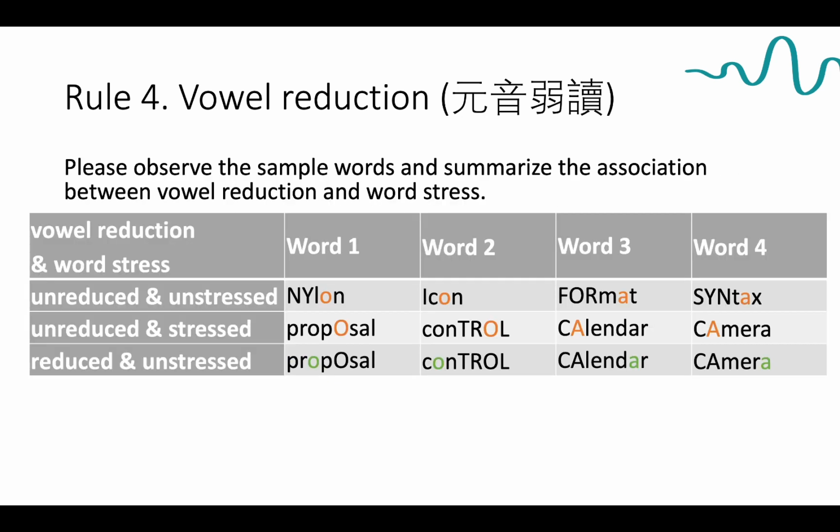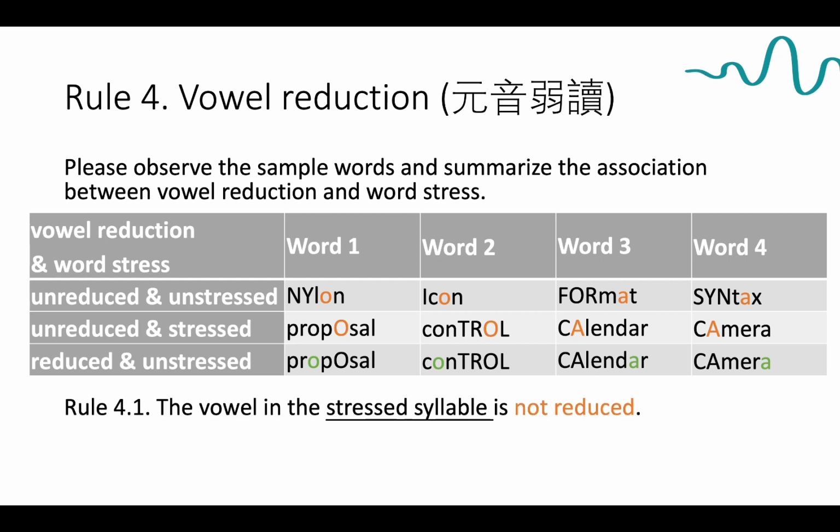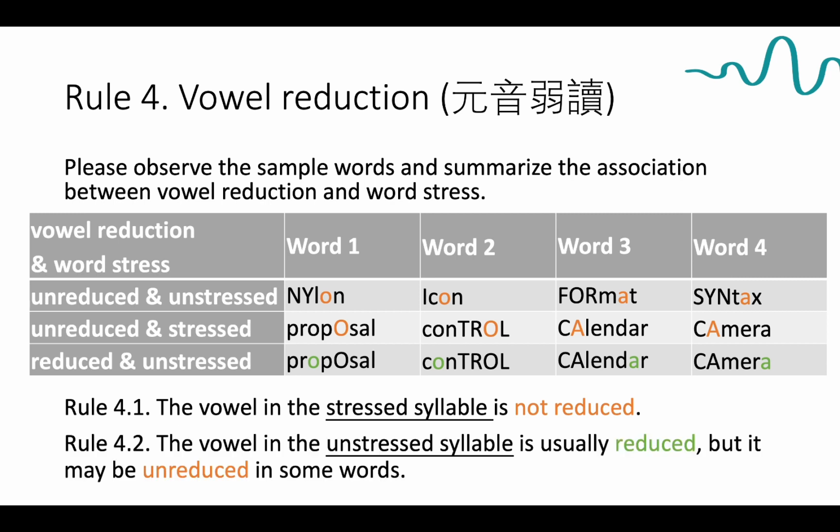Here is a list of words with 3 different types of vowel reduction and word stress patterns. The highlighted vowels in the words of the first type are unreduced and unstressed. For example, the O in the second syllable of nylon is unstressed and not reduced. The second type includes unreduced and stressed vowels, like the O in the second syllable of proposal. The third type includes reduced and unstressed vowels, like the O in the first syllable of proposal. Generally, the vowel in the stressed syllable is not reduced, and the vowel in the unstressed syllable is usually reduced, but it may be unreduced in some words.